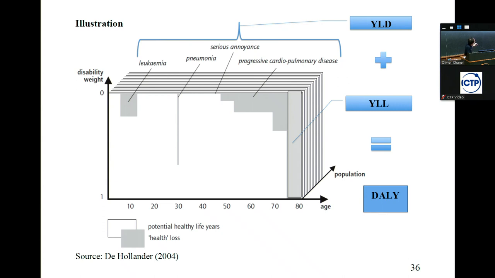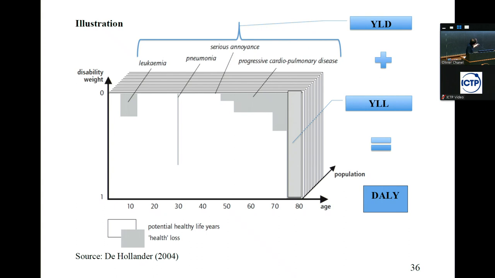I just show you here how it works. You have here the age of someone. Here you have in white the potential healthy life years, and in gray the years of health loss. Here you have loss due to the fact you have a leukemia, here you have a pneumonia, very short duration, very strong severity at this age. And then you have a progressive cardiopulmonary disease that decreases your ability up to death.